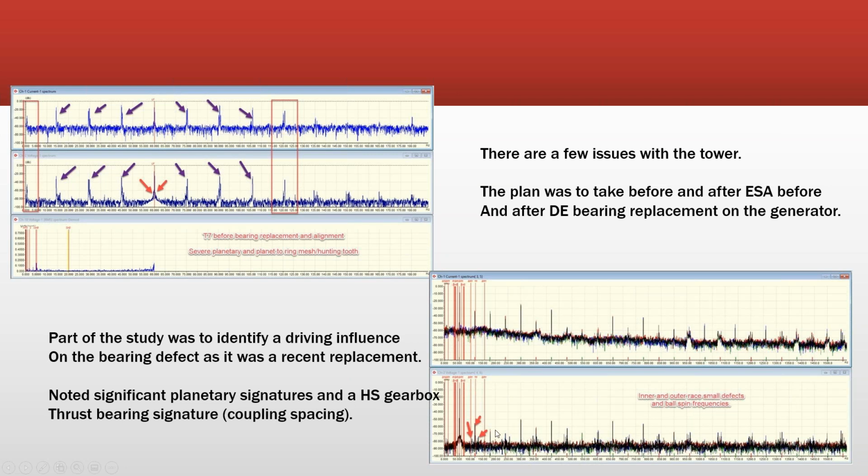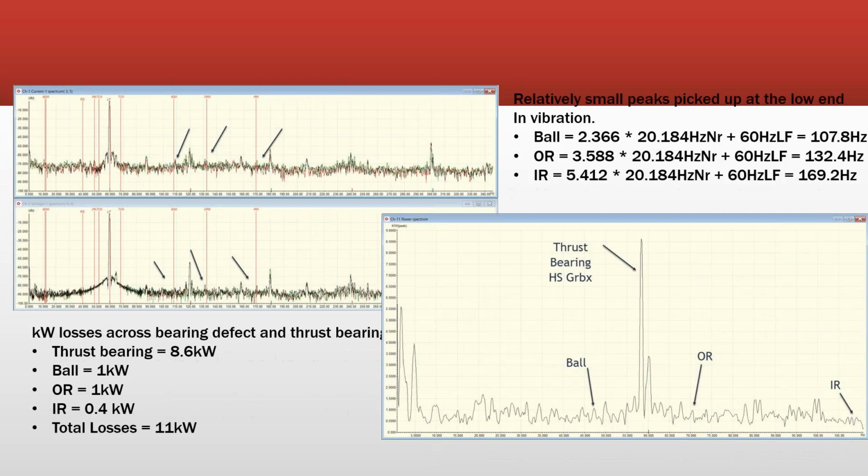Part of the study was identifying some bearing issues, so inner and outer race small defects, and we even saw some ball spin frequencies. Those all showed up automatically. So to bring it in close, by the way, for those who have vibration experience, the multipliers are exactly the same. And you notice this speed here.